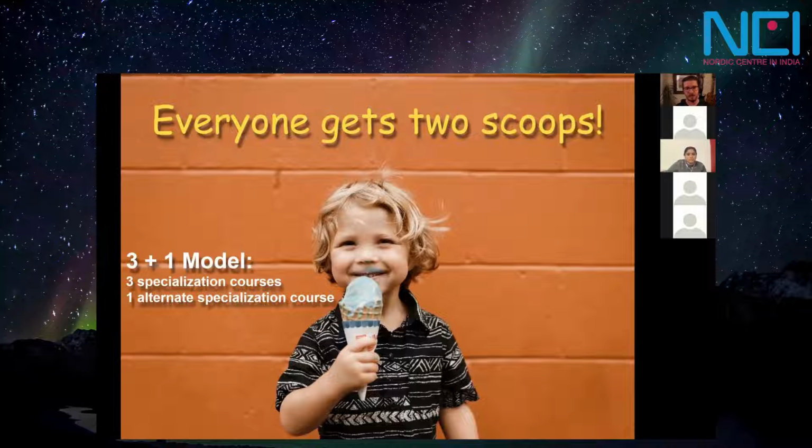And that is, we have a model that we call a 3+1 model. And this means a little bit like the American major and minor model for educational programs. When you apply for the program, you apply for a specialization. And when you get accepted to that specialization, that forms the core of your expertise, if you will.